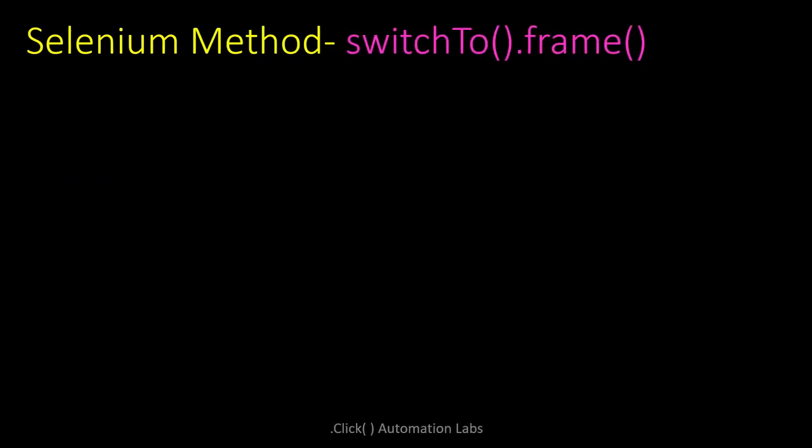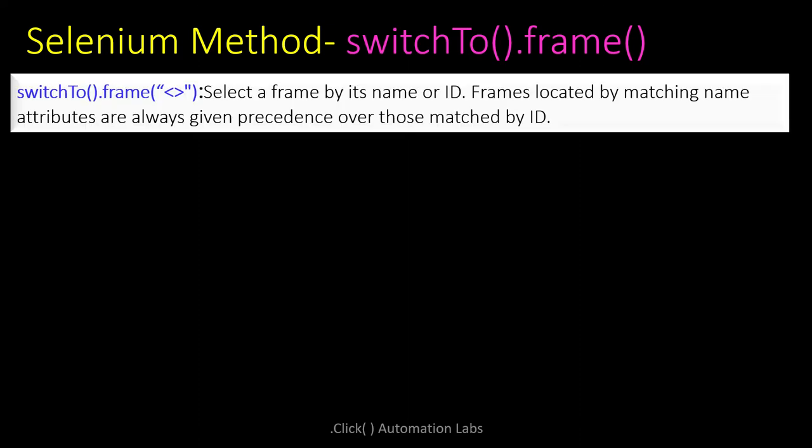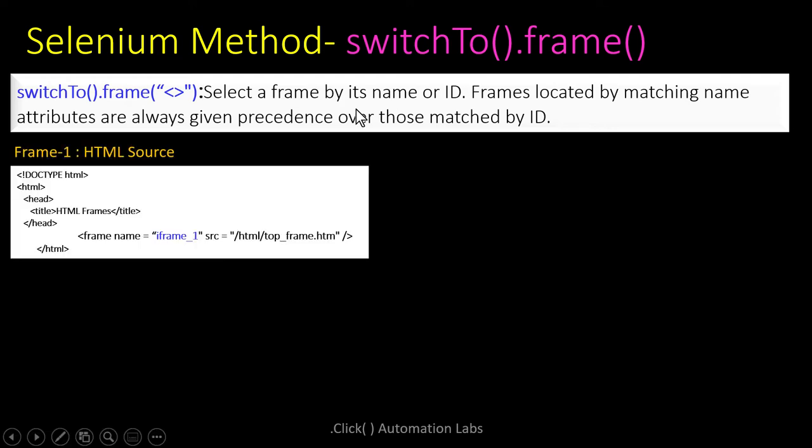Now, to switch to any particular frame, WebDriver has a method called switchTo().frame. We are telling WebDriver to switch to a particular frame, and we pass the frame ID in the parameters. Frames located by matching name attributes are always given precedence over those matched by ID. So if you provide a frame name or frame ID, the name-matching frame would have the highest priority.